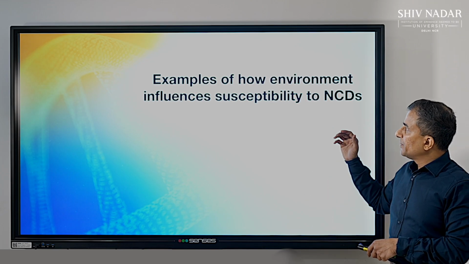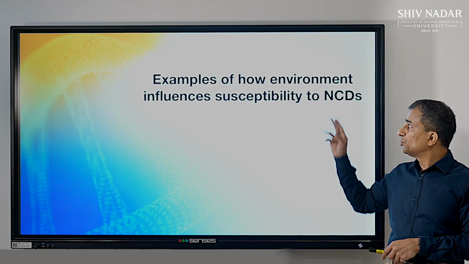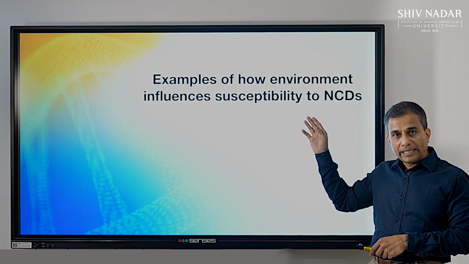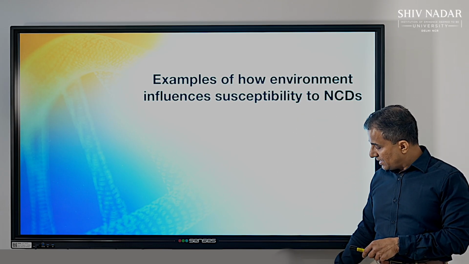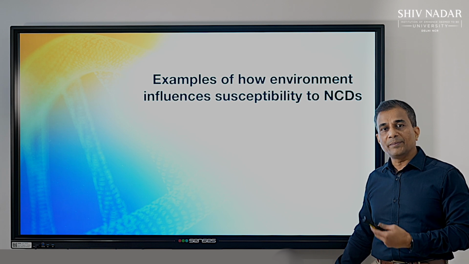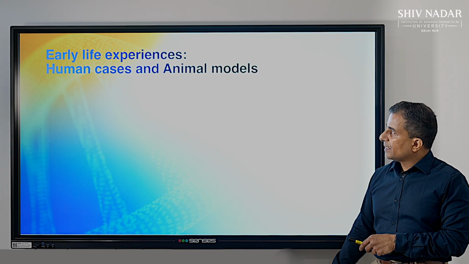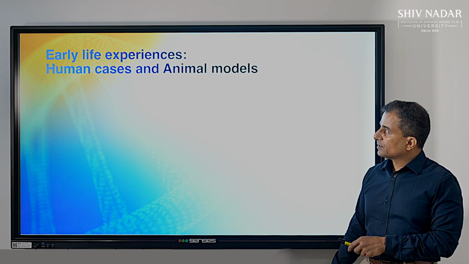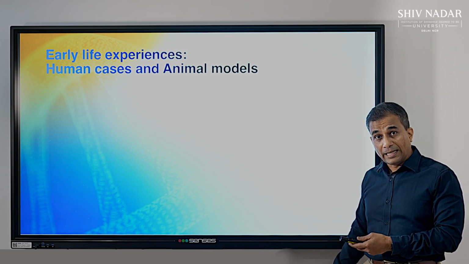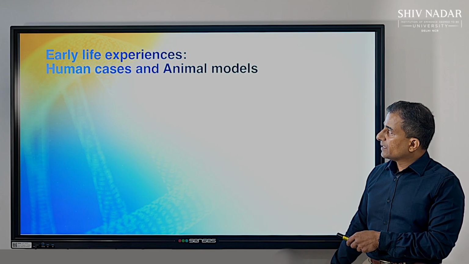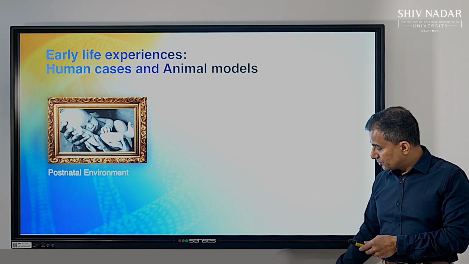So I'm going to give you some examples of how environment influences susceptibility to NCDs, which are the non-communicable disorders, which are on the rise these days, which are different diseases like cardiovascular, diabetes. Of course, aging and many others are part of it. So one example is from the early life experiences. This also has implication in mental health. So these are some of the human cases, and we then create animal models to study those.